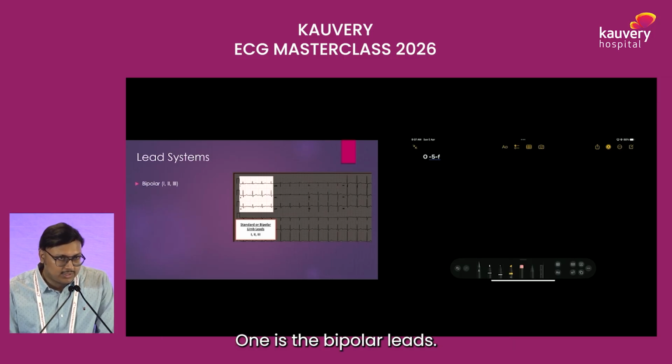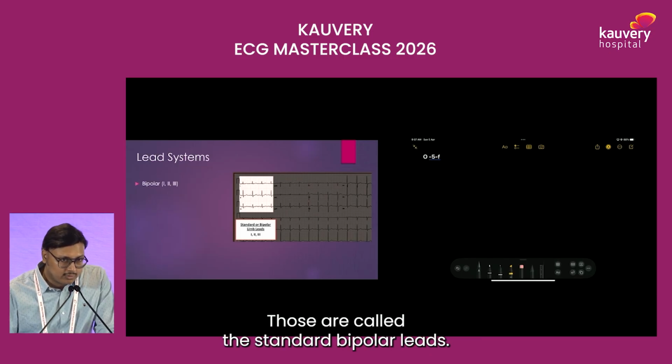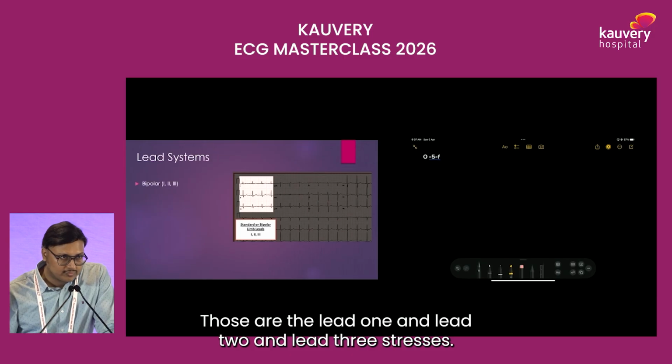One is the bipolar leads. As you can see in the frame, we have lead 1, lead 2, and lead 3. Those are called the standard bipolar leads. In the ECG, you can see the first three traces. Those are the lead 1, lead 2 and lead 3 traces.